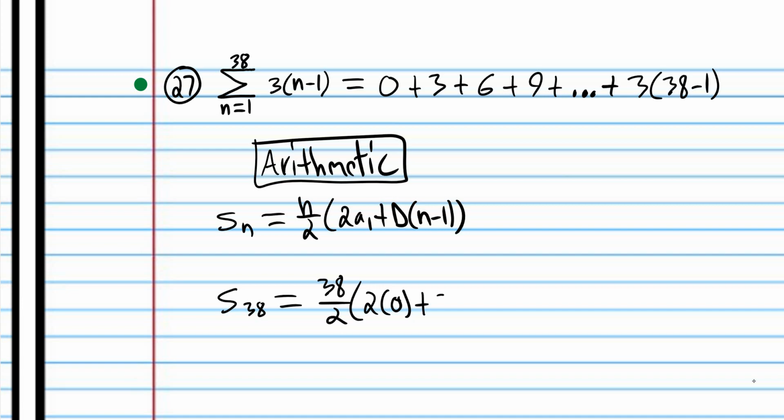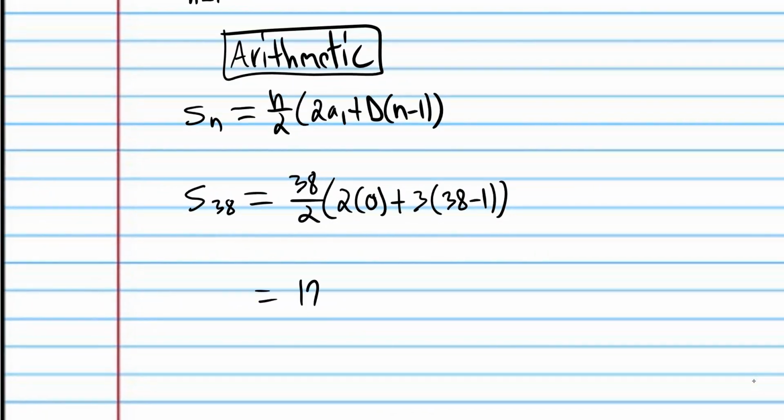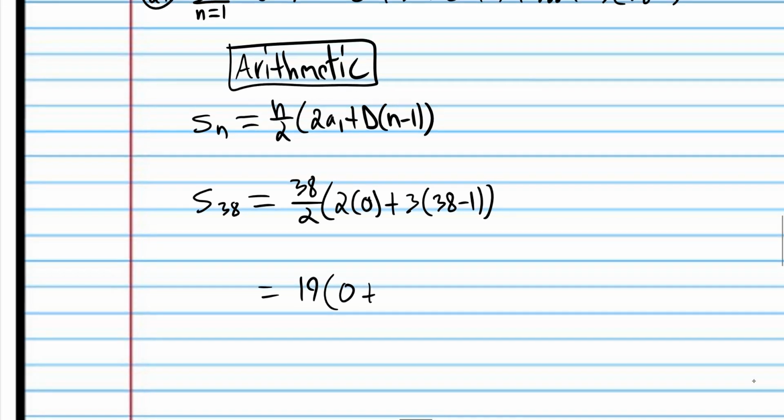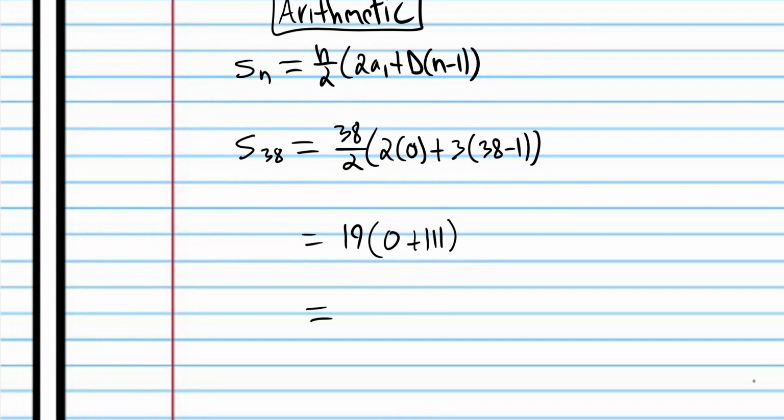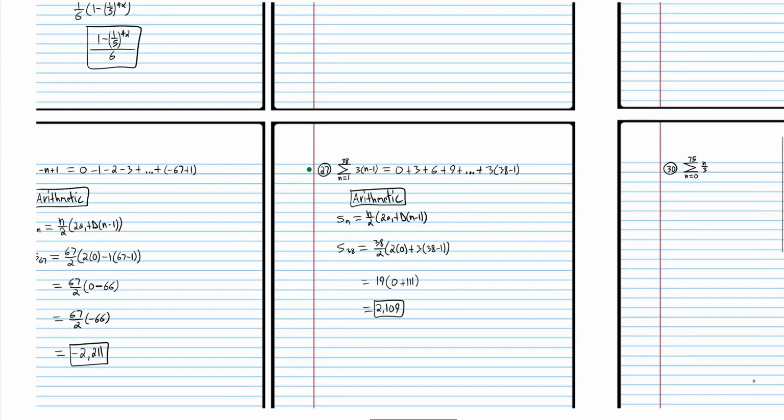The common difference is obviously 3. So we have 19 times 0 plus 3 times 37. And 3 times 37 is 111. Multiply that by 19 and we get 2,109. So if you got that right, excellent.